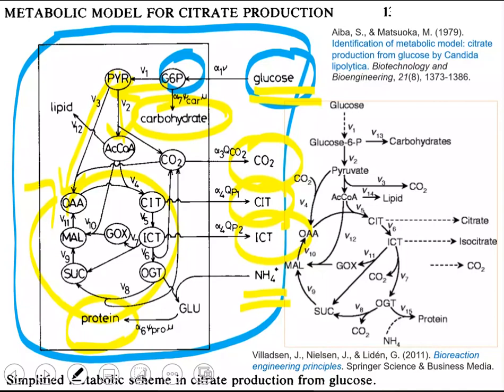The same pathway was later sketched again in the book Bioreaction Engineering Principles by Nielsen, Villadsen and Liden, in a more understandable format. Their goal is to use such a simple system with around 15 reactions and to predict reaction rates.